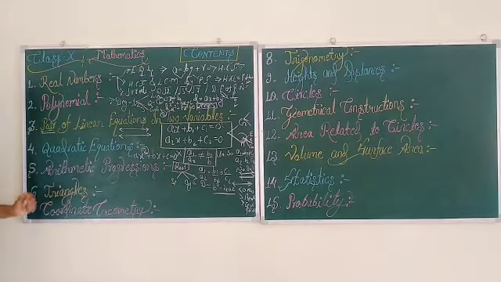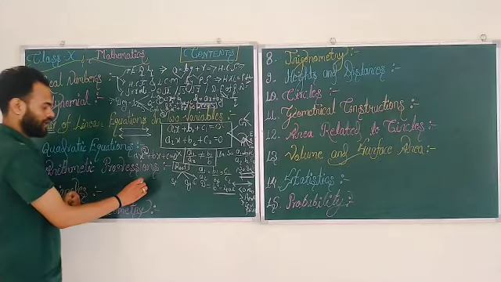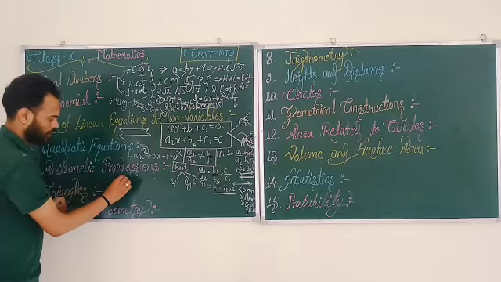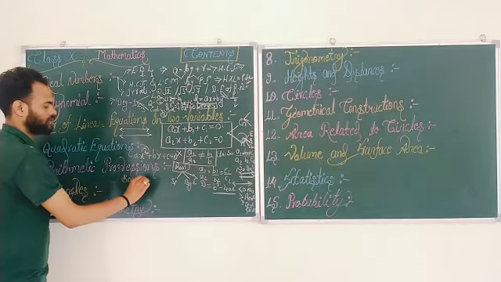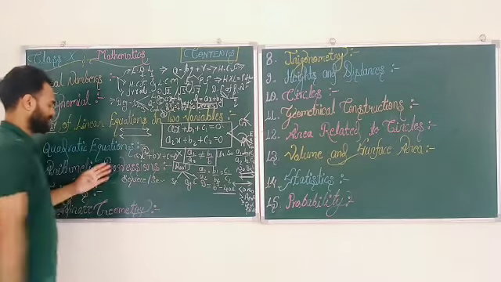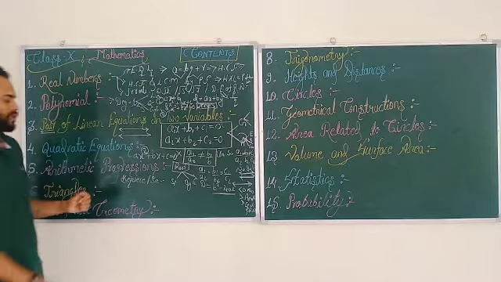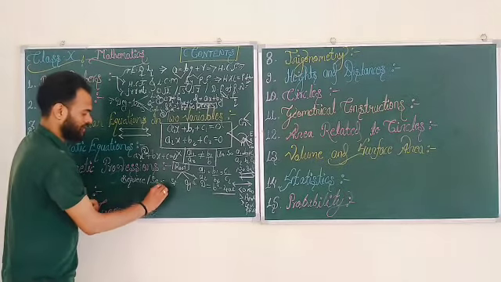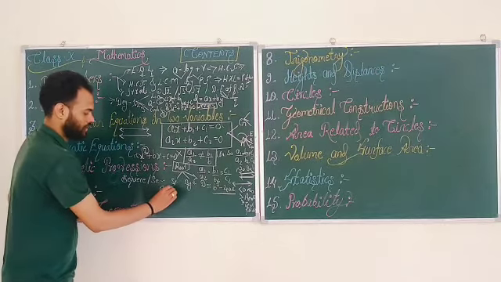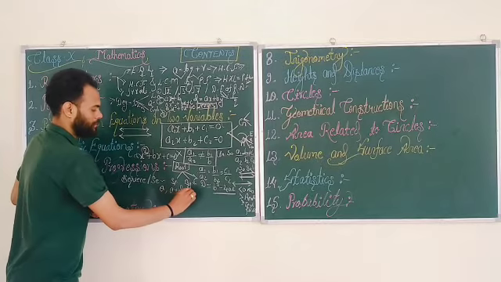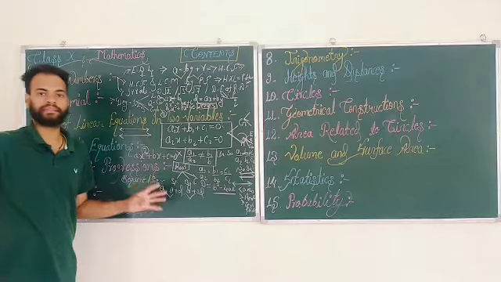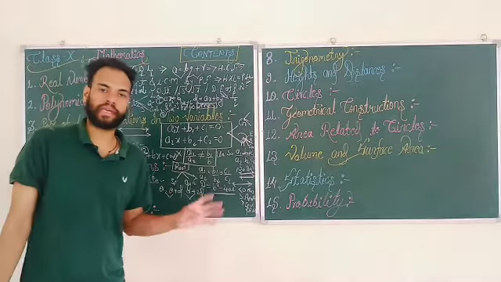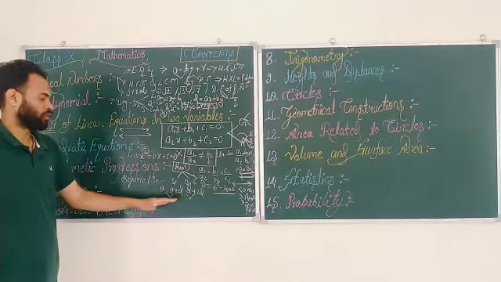After this, the fifth chapter is arithmetic progression. In smaller classes, we study about sequences or series. The same thing you will study in arithmetic progression. There is a series like a, a plus b, a plus 2b. That means the difference between the two numbers remains the same. It remains constant.